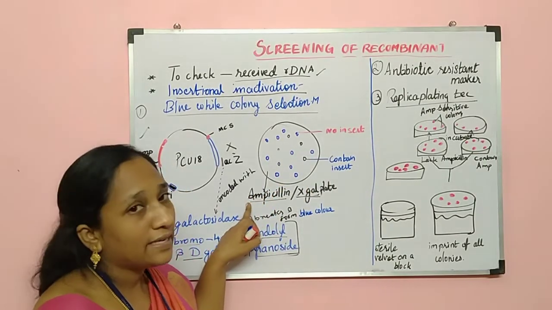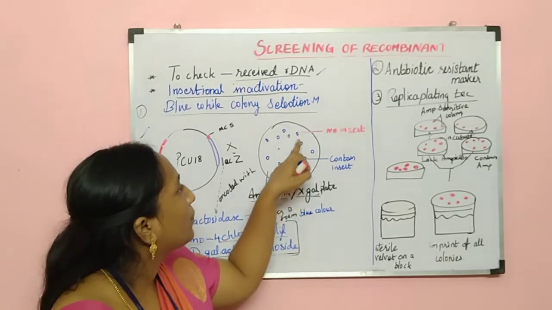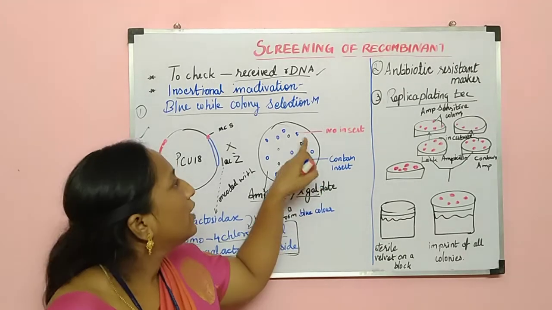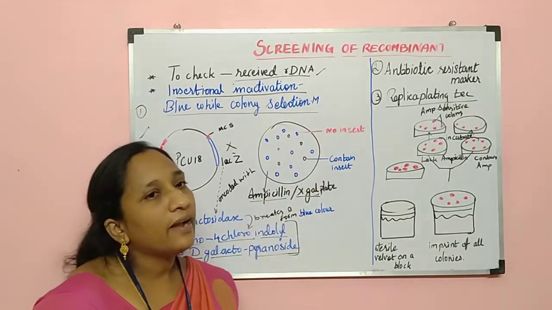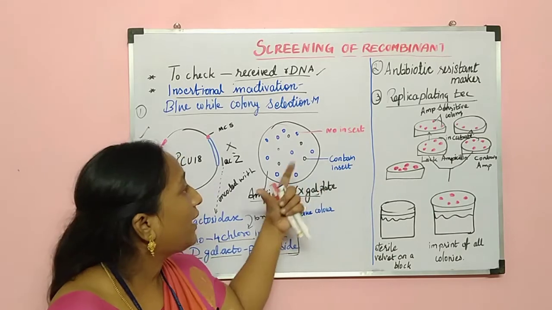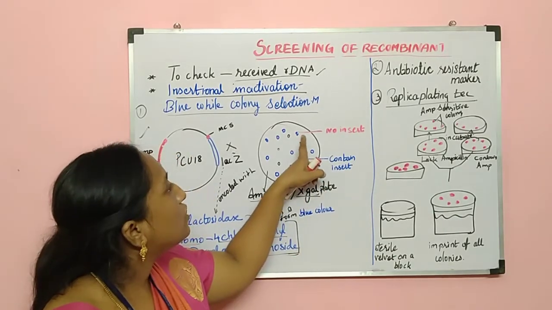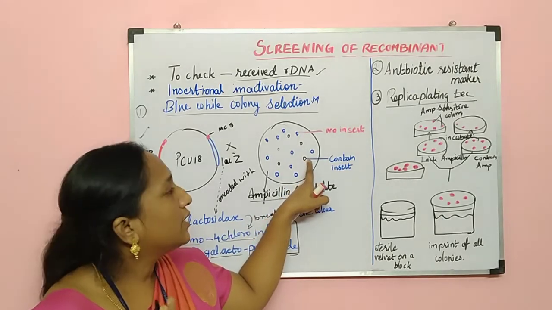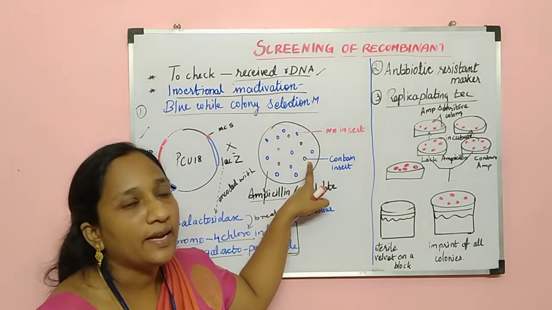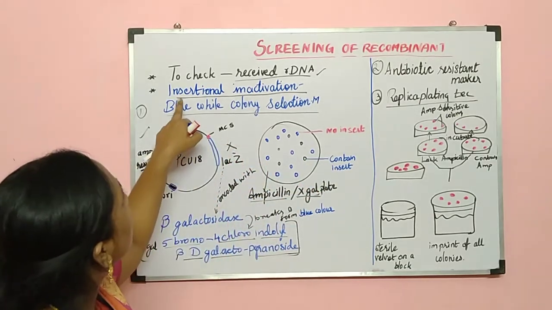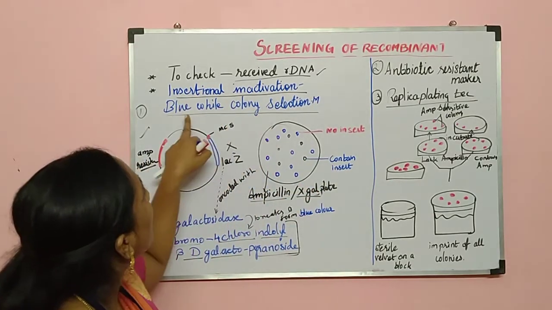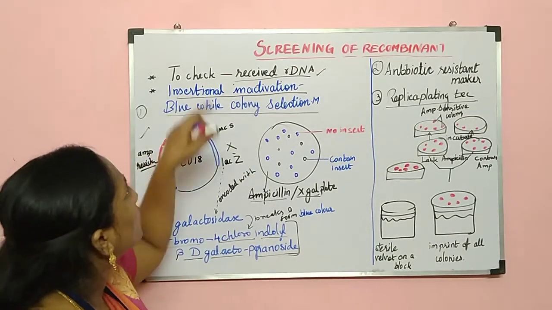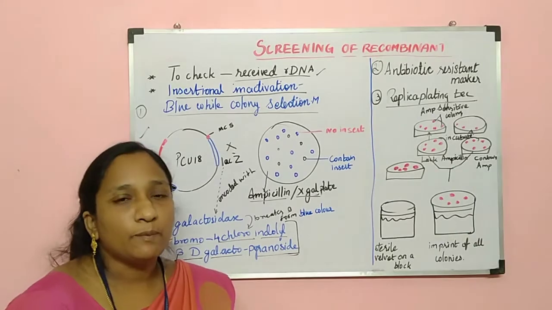Inside the ampicillin, certain cells are producing the blue color, and certain cells are not producing blue color. Those producing the blue color, we can confirm by this screening method, do not have the insertion, and those without the blue color have the foreign DNA. This method is called insertional inactivation, blue-white colony selection. It is one method to check whether the recombinant DNA is present or not.